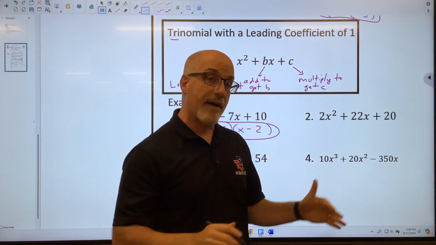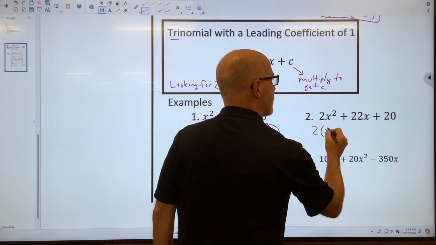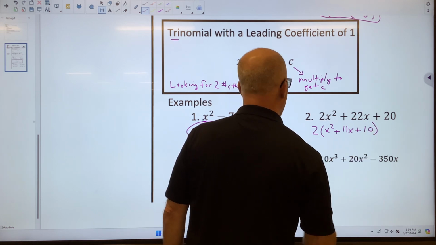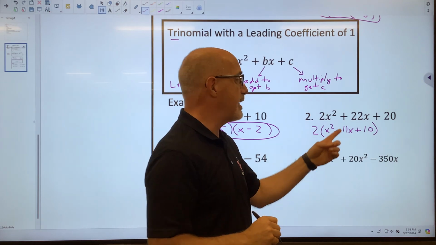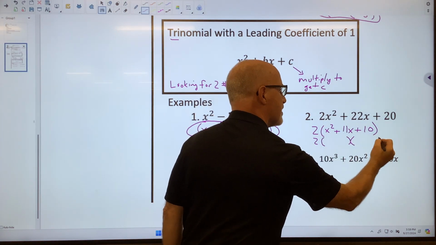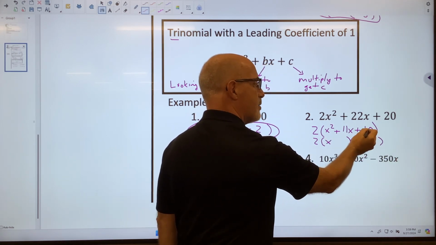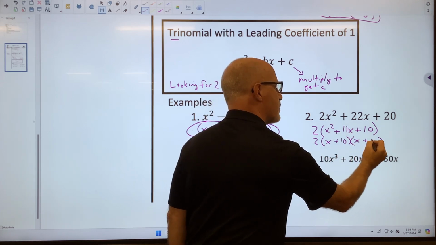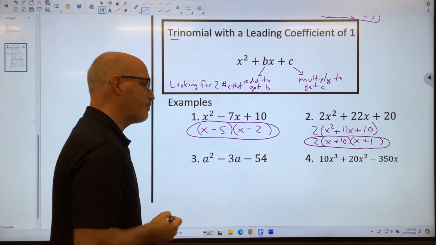All right, now this one's being sneaky a little bit. Number 2, you have to take out the greatest common factor first. So take out the 2, you're left with x squared plus 11x plus 10. Now we're looking for two numbers, remember, that are multiplying to get that 10. Well, one combination is 10 and 1. So we're going to go ahead and write out our parentheses in this case. X and x, 10 times 1 is equal to 10. 10 plus 1 is 11. So I make it plus 10 and plus 1. And that's my final factorization of number 2.